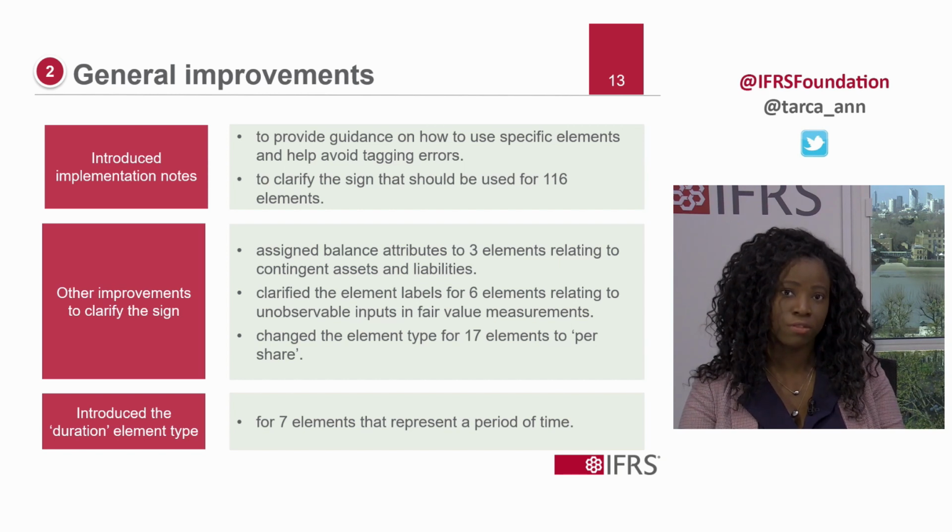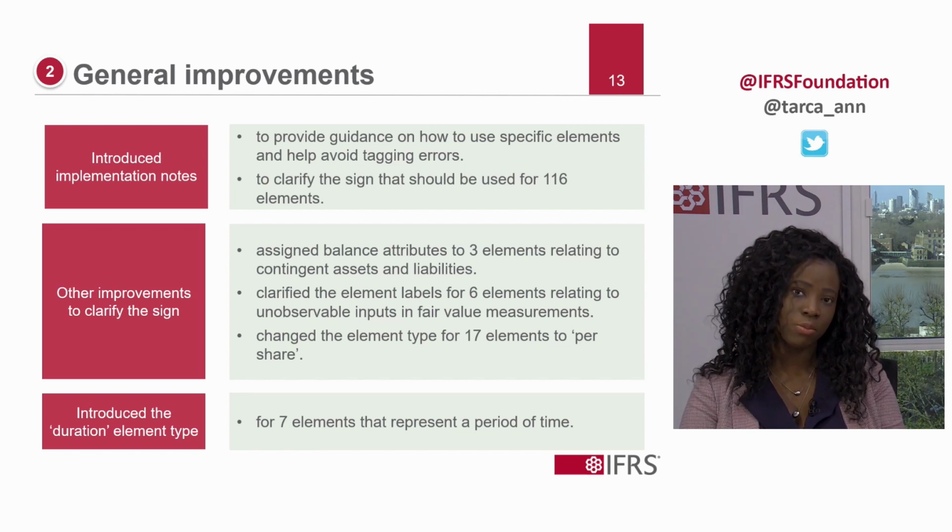The third set of improvements relate to the introduction of the duration element type for 7 elements that represent a period of time. An example of this element is the weighted average duration of a defined benefit obligation. The duration element type is developed by the International Organization for Standardization. Therefore, by using a globally agreed standard for elements that represent a period of time, the tag data would be easier for users to analyze and compare.